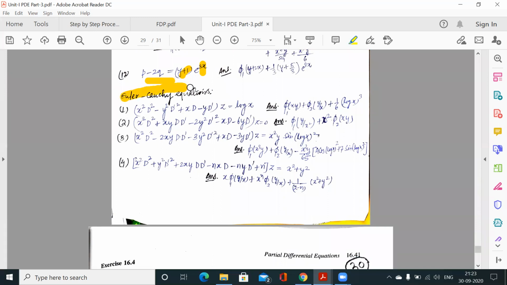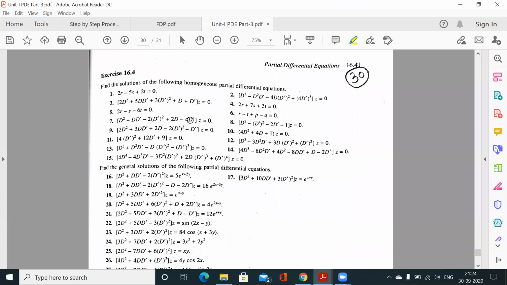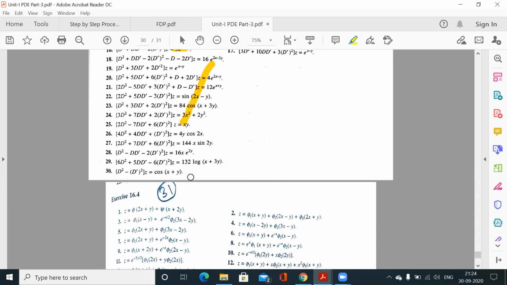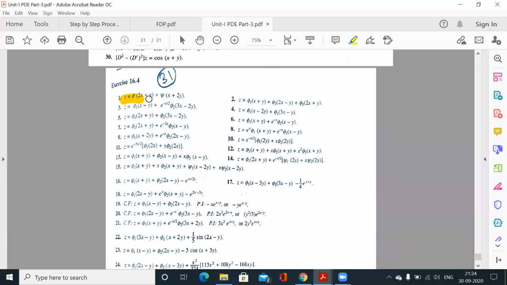These are Euler-Cauchy's equations, where we have to use x is equal to e to the power u, y is equal to e to the power v. With that transformation, first we will convert this into constant coefficient, then get the solution. These are some more questions. Homogeneous partial differential equation, where the right hand side is 0, so you only have to get the CF. For these you have to get the CF as well as the PI. So a lot of cases are there.